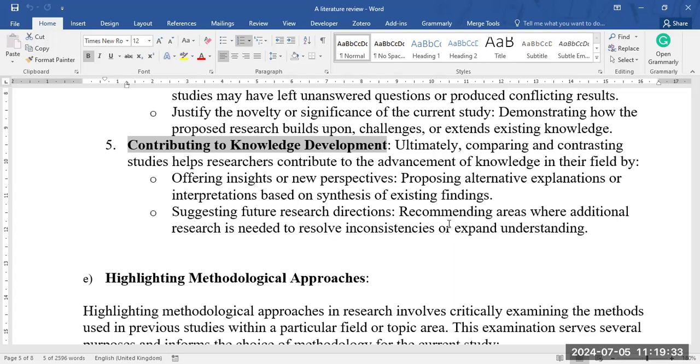So that's why recommending the areas where additional research is needed is to expand understanding. Because sometimes, as I said, one research is narrow, and it is not possible to get a wider knowledge, right? The knowledge is particularly related to the problem. That's why we have already discussed.